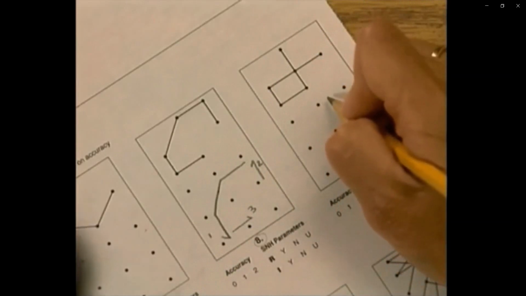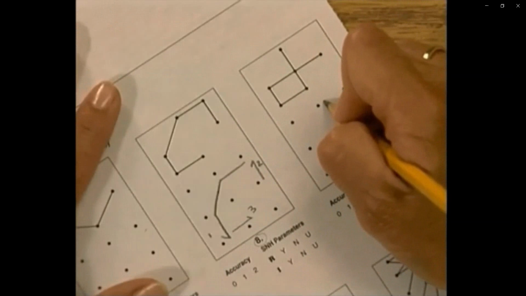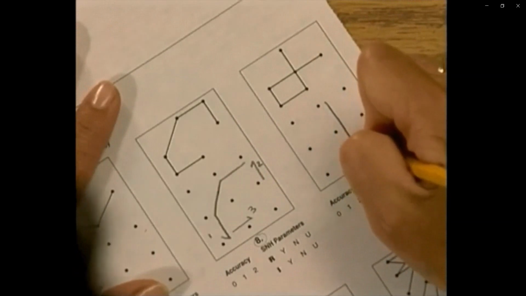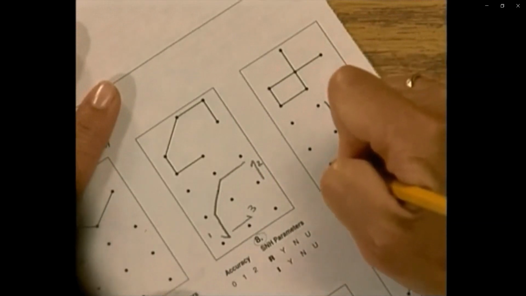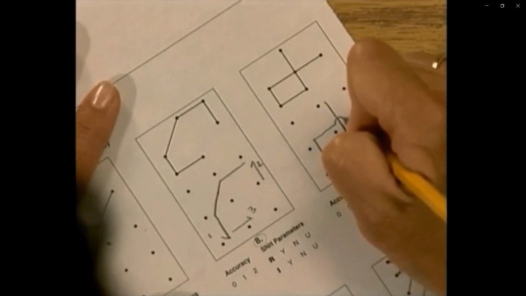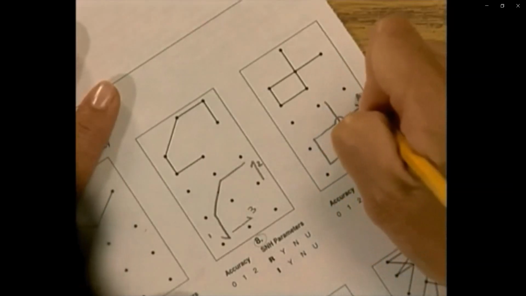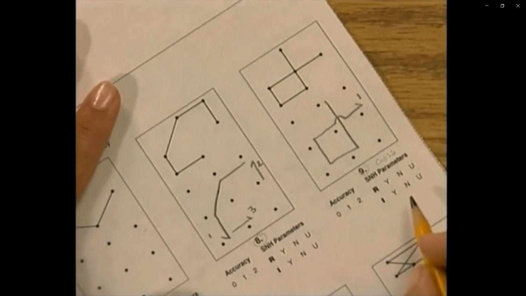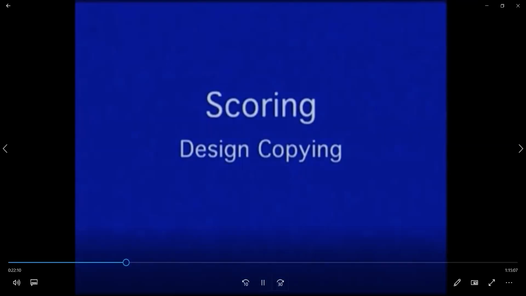During the scoring of some items, you will be asked whether or not specific lines cross each other. To differentiate lines that cross, make a bump on the line that crosses over the other. Scoring of design copying is described in detail in the manual. The use of the scoring guide can be difficult and will be reviewed here.